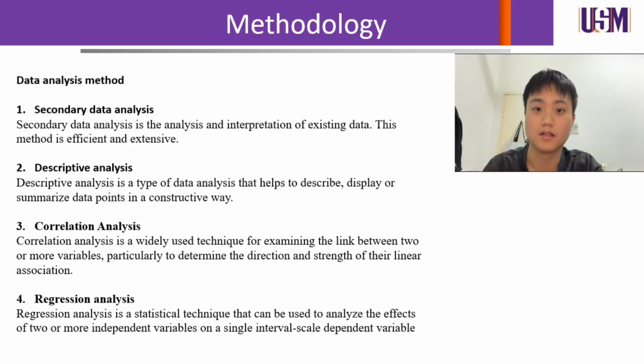The third method is correlation analysis. It is a statistical technique that can be used to analyze the effects of two or more independent variables on a single interval-scale dependent variable. In particular, it measures the strength and direction of their linear relationship. And the last one is multiple regression analysis. It's also a statistical technique. It can be used to analyze the effect of two or more independent variables on a single interval-scale dependent variable.